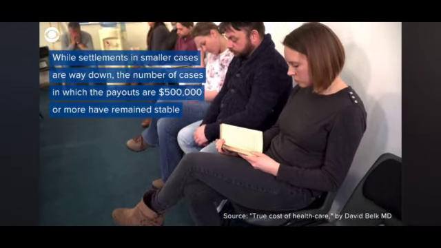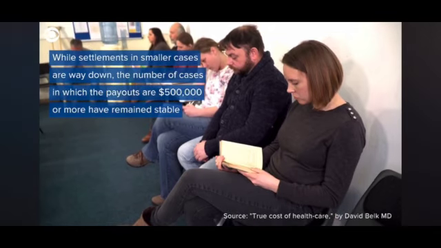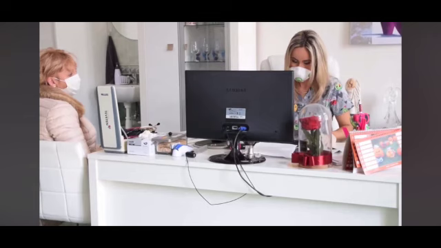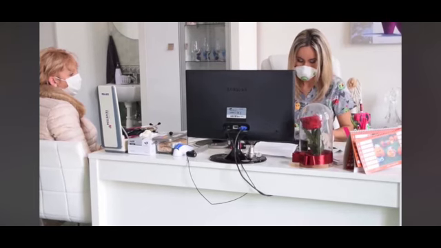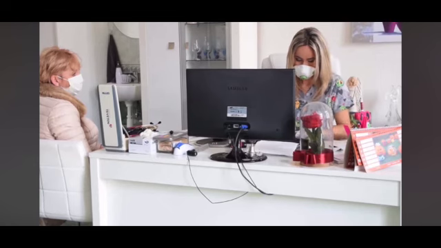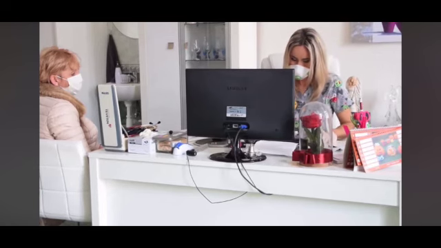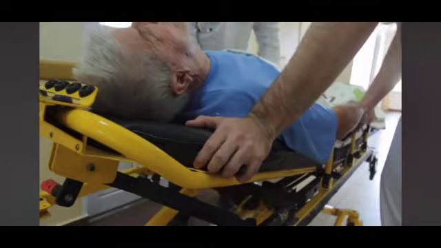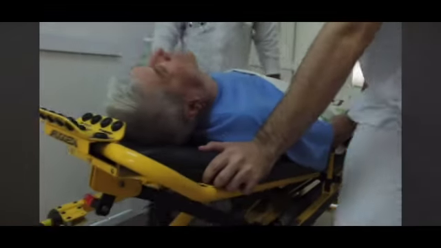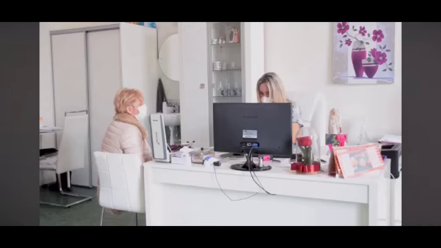While settlements in smaller cases are way down, the number of cases in which the payouts are $500,000 or more have remained stable. In the future, I hope not only to see lawsuit numbers dwindling, but also doctors obtain the Good Samaritan Act. Because doctors are under the oath of nonmaleficence, which is to do no harm. Doctors are trying to provide accurate care, and that is hard when there's legal and financial aspects at play.